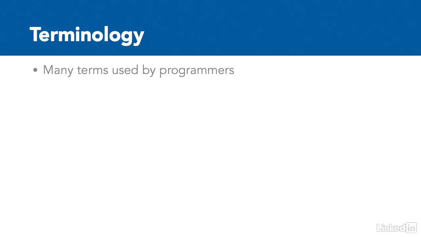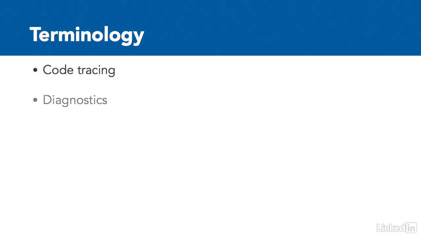There are many terms that programmers use to describe their debugging and diagnostic tools. The most obvious terms are debug and debugging, but there are more. Here's a list of those items: code tracing, diagnostics, instrumentation, and profiling. I'll be talking about each one of these in more detail in this video.